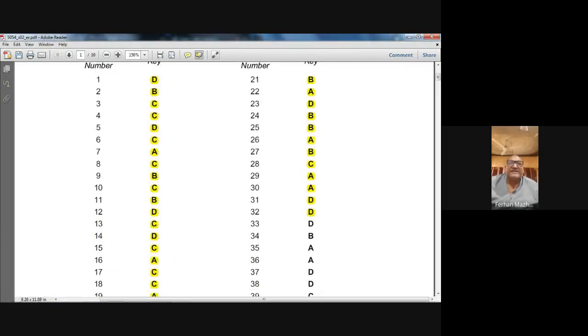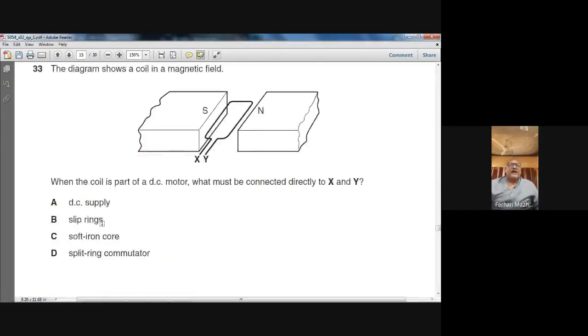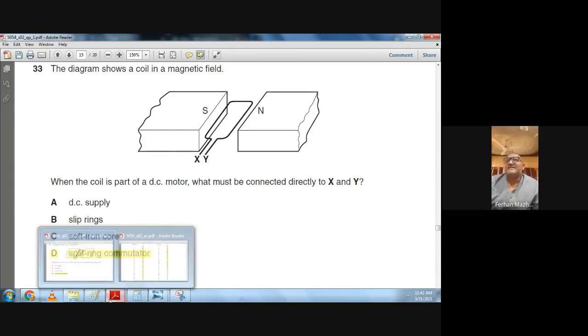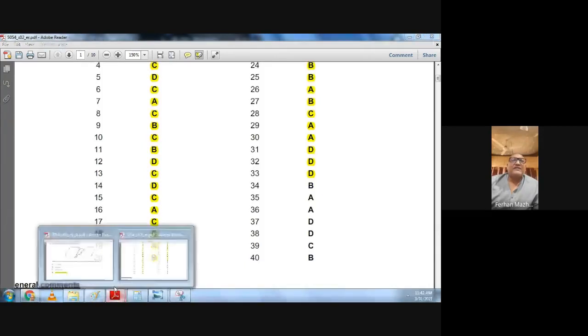Question number 32. D is the right choice. The diagram shows a coil in the magnetic field. When the coil is part of a DC motor, what must be connected directly to X and Y? In the DC motor, we use a split ring commutator. So the choice is D. For question number 33, the choice is D. That's right. And then we have the next question.